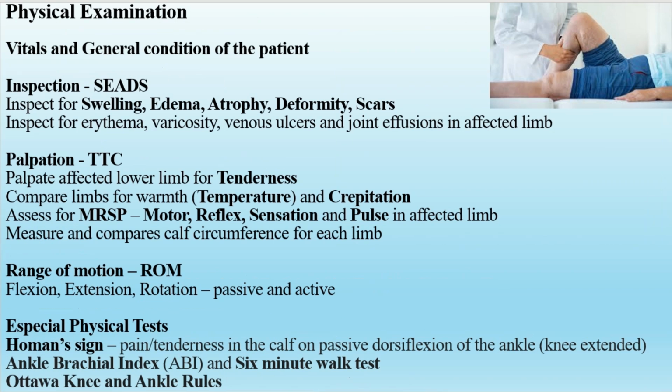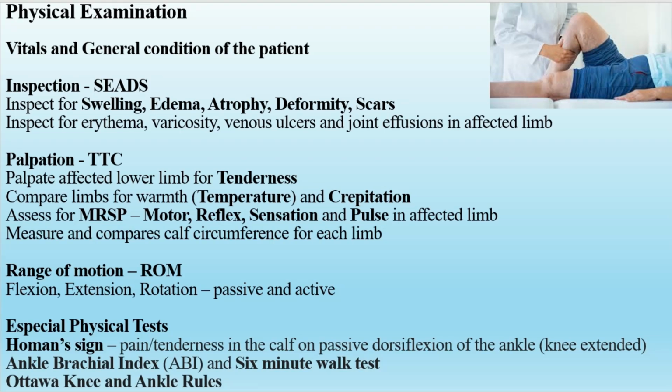When you start your physical examination, don't forget to recheck the vitals and the general condition of the patient. Start with inspection. Remember the mnemonic SEEDS. Inspect for swelling, edema, atrophy, deformity, and scars. Inspect for erythema, varicosity, venous ulcers, and joint effusions in the affected limb. Then go to palpation. Remember the mnemonic TTC. That's tenderness, temperature, and crepitation.